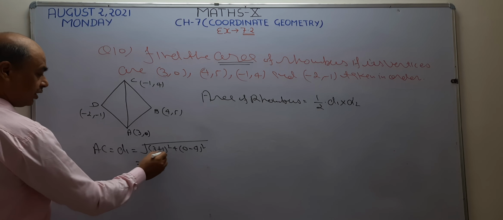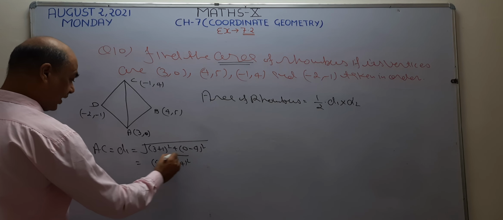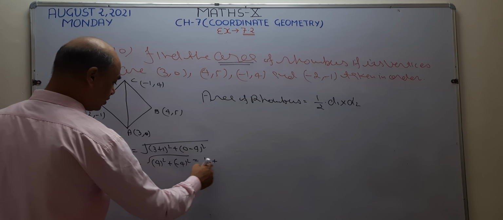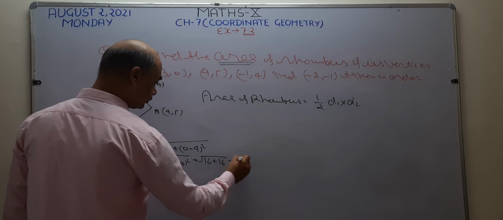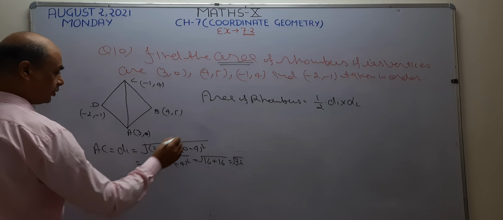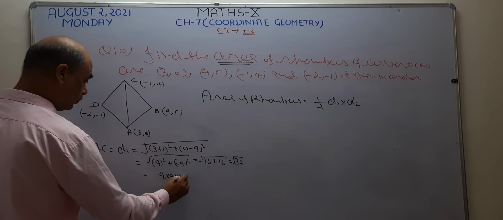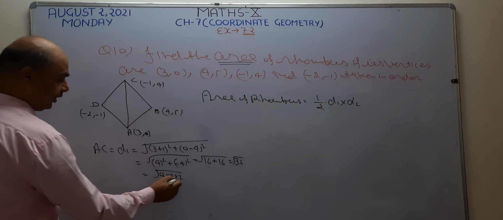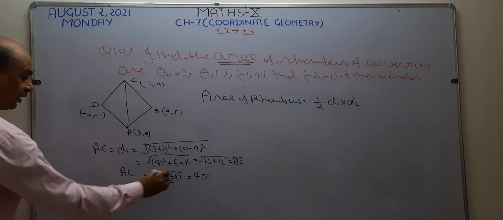Now 3 plus 1 is 4, square. This becomes minus 4 square, and its square root. Square of 4 is 16. Square of minus is plus and square of 4 is 16. So 16 plus 16 becomes 32. Now make the factors of 32. So I can write 4 into 4 into 2. 4 4s are 16, 16 2s are 32. This pair is completed, so I can write 4 root 2. So the value of AC becomes 4 root 2.